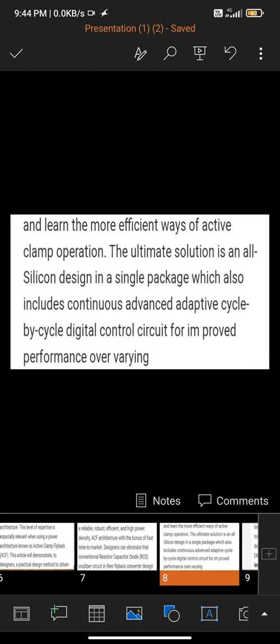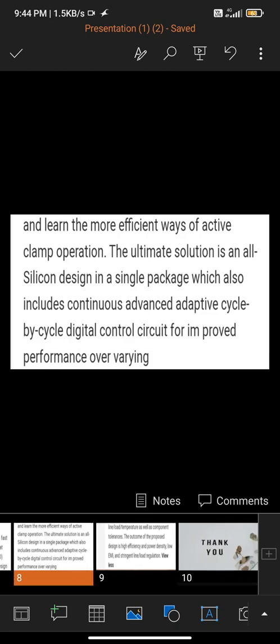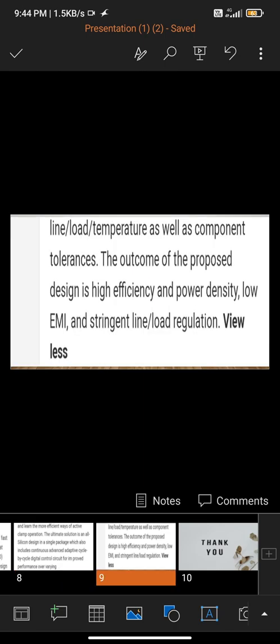The ultimate solution is an all silicon design in a single package, which also includes continuous conduction advantage and an advanced adaptive cycle by cycle digital control circuit for improved performance over varying line, load, temperature as well as component tolerance. The outcome of the proposed design is high efficiency and power density, low EMI and straight line and load regulations.